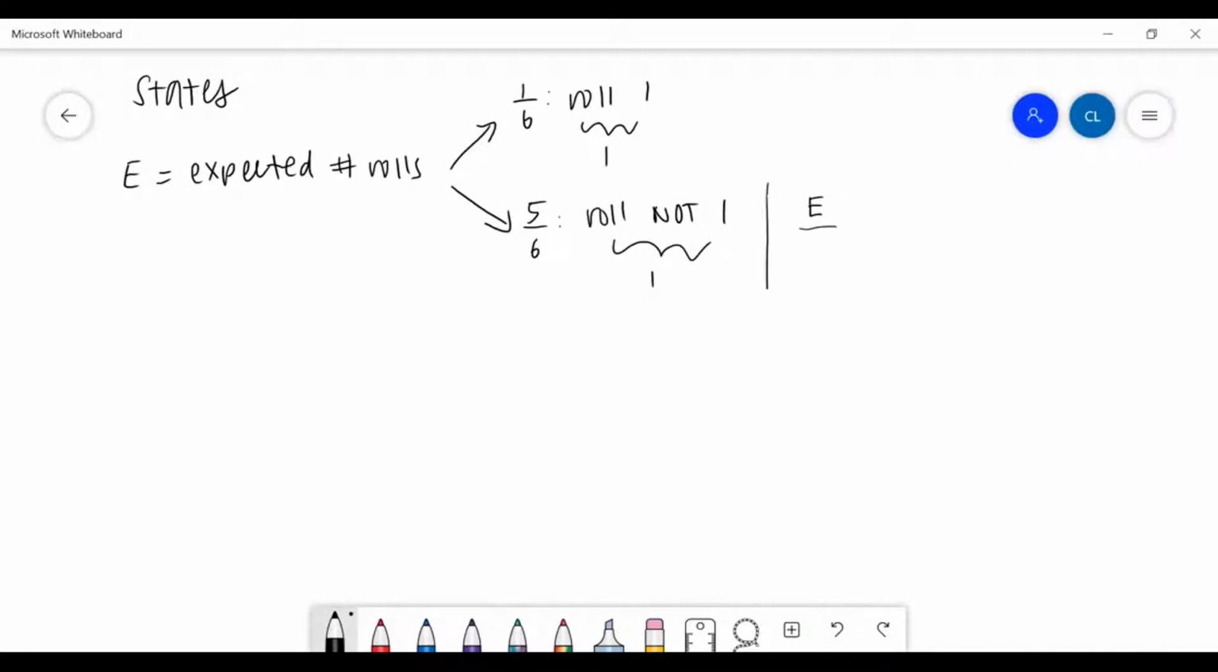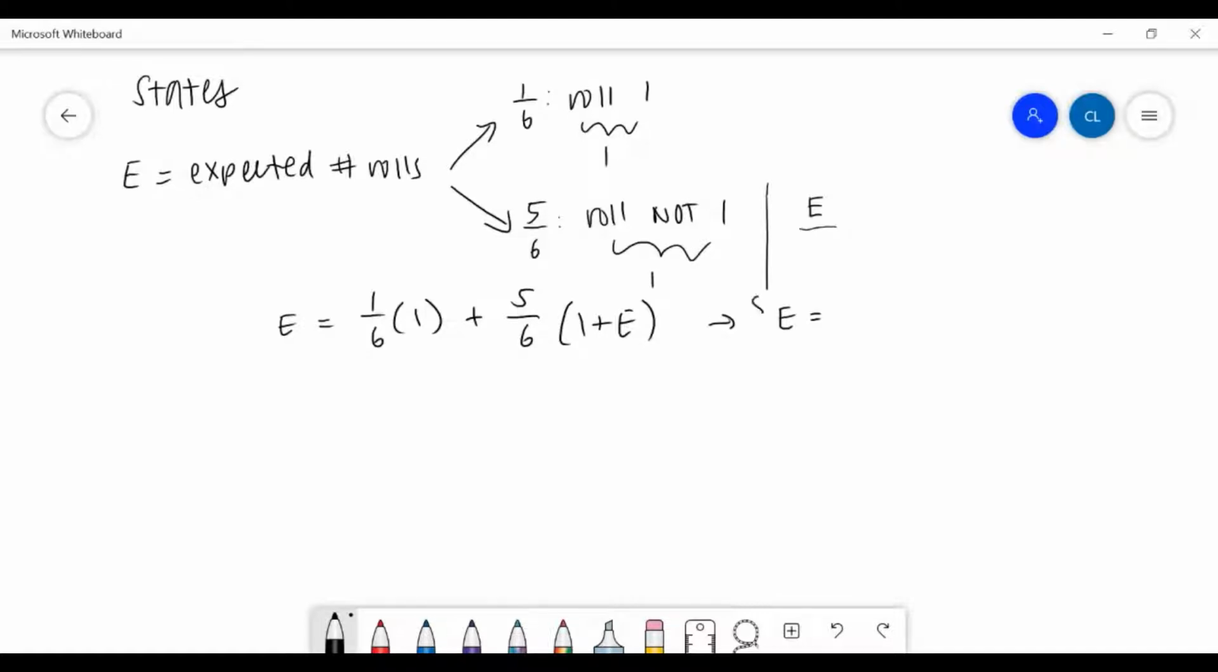But this translates to E equals 1/6 times 1 plus 5/6 times (1 plus E). And then this gives us 5/6 E... sorry, 1/6 E equals 1, so E equals 6. And this makes sense because a 1 is rolled with probability 1/6, and it takes an average of 6 rolls.